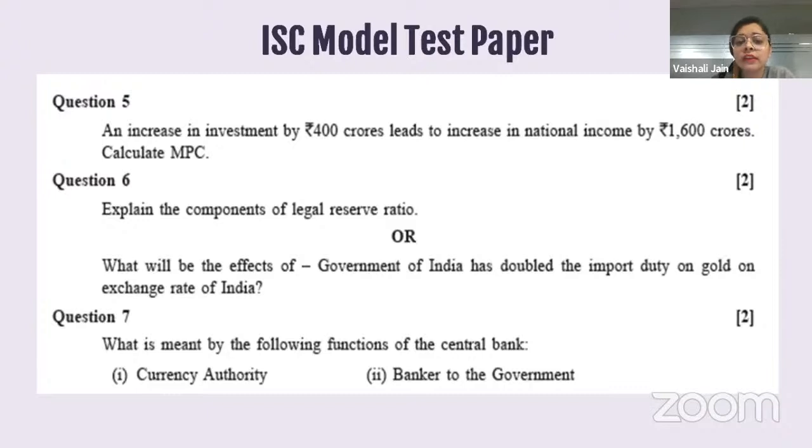Explain the components of legal reserve ratio. Everyone knows there are two components, CRR, SLR. If we see the next question, that is question number 6. Question number 6 is the internal choice in section B. Only one choice is there in section B.